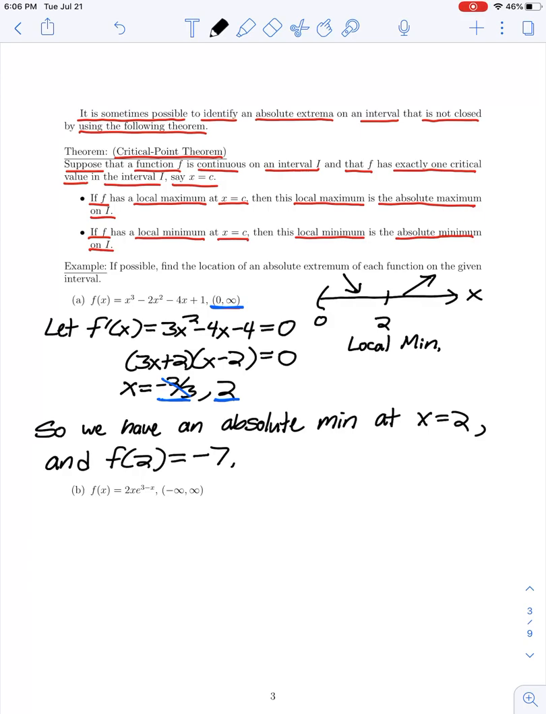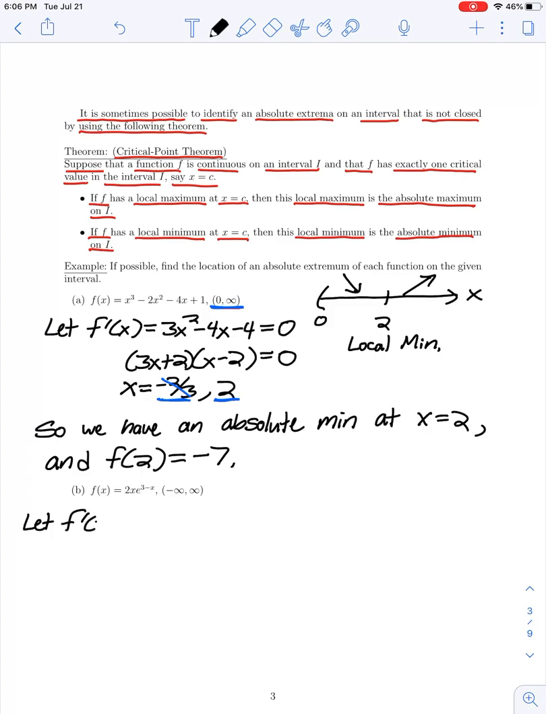Now in part B, we have the function f of x is 2x times e to the 3 minus x on the interval from negative infinity to positive infinity, so the entire real line. So we want to locate any absolute extrema if possible. Let's start by looking for critical values.